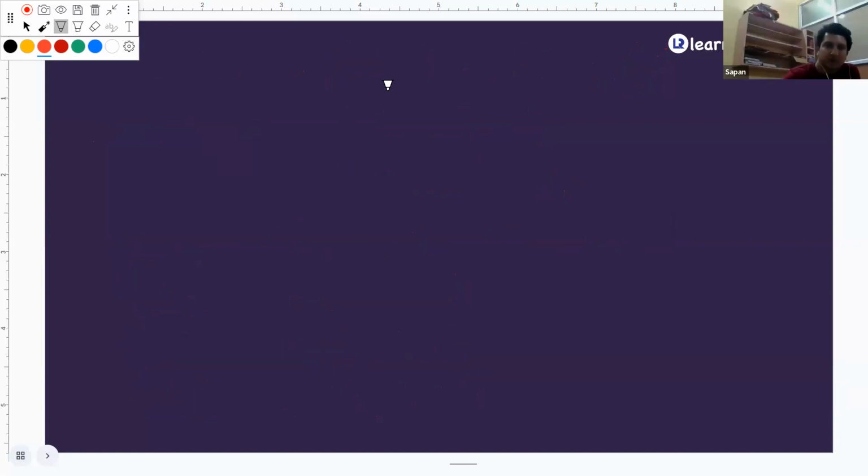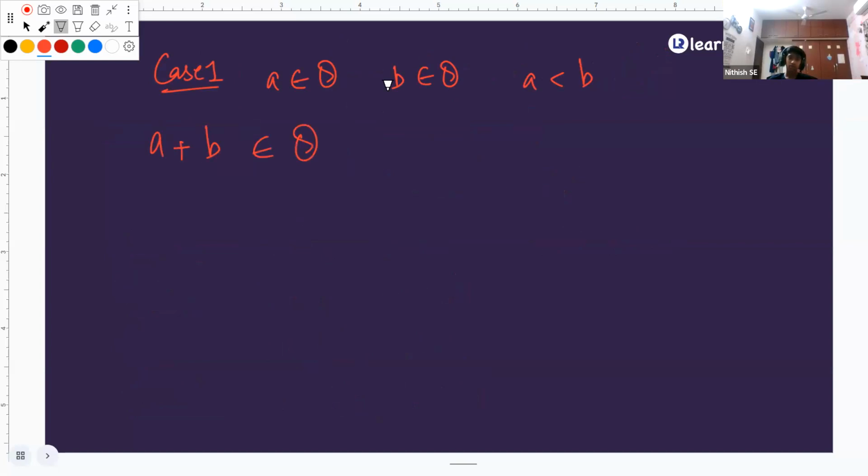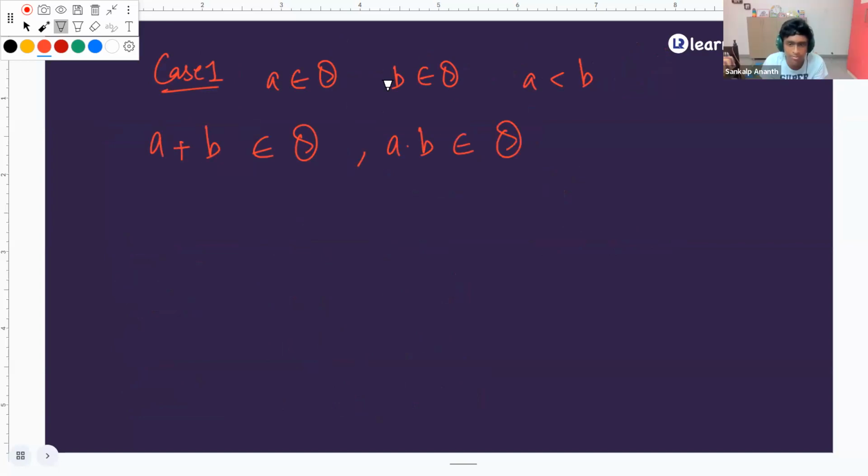So case 1: A is a rational number, B is a rational number, and A is smaller than B. What about A plus B? The sum of two rational numbers is always a rational number, right? Similarly, the product of two rational numbers will also always be a rational number. The same thing goes for multiplication.